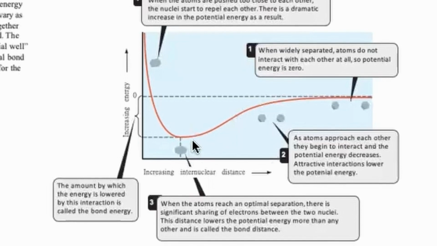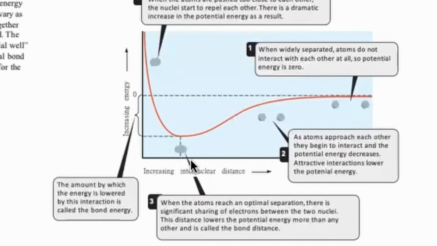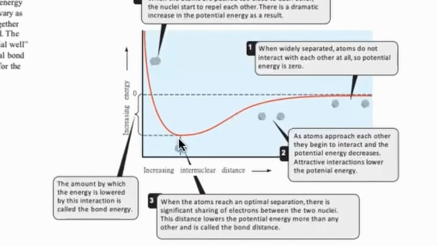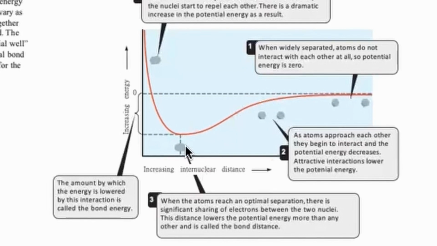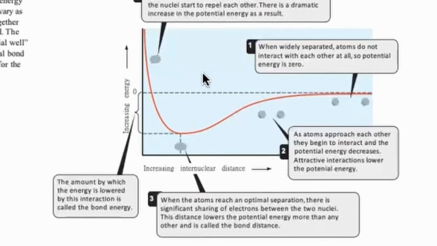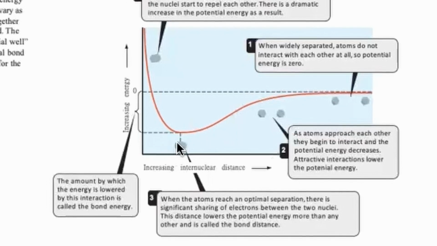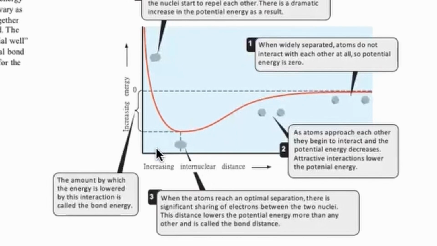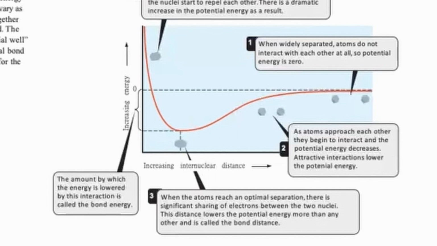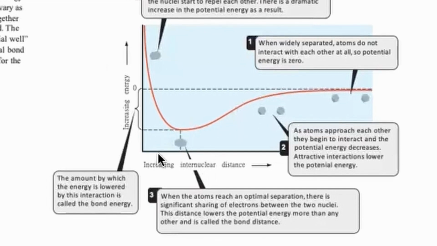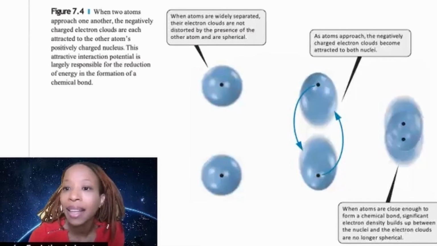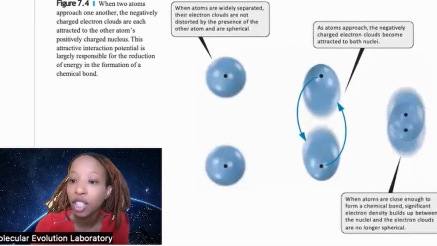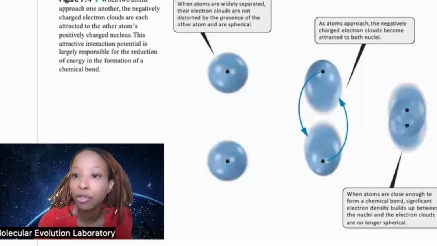When they are closer and there is a closer internuclear distance between them, there is a force created between the 2 nuclei, and this even further lowers the potential energy. This basically results in what we call the bond distance. And when the atoms are pushed too close to each other, the nuclei start to repel each other, and there's a dramatic increase in the potential energy as a result.